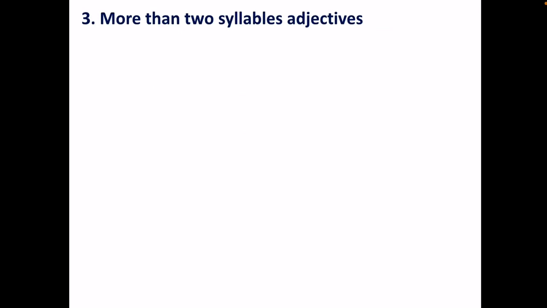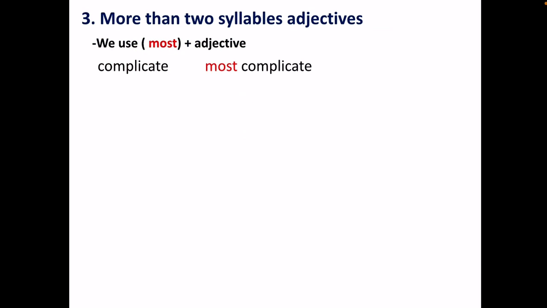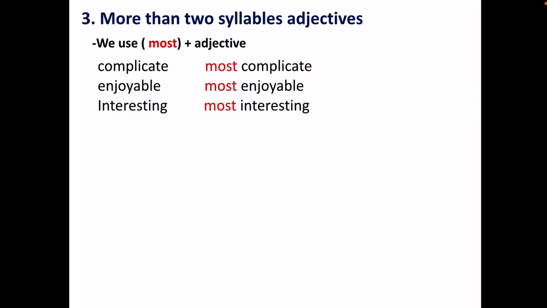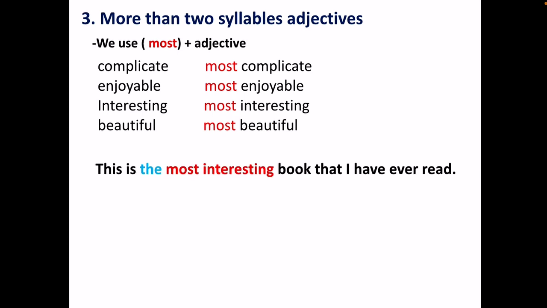If I have more than two syllable adjectives, إذا كان عندي أكثر من مقطعين صوتيين 3, 4, 5, we use most plus the adjective. Complicated, most complicated. Enjoyable, most enjoyable. Interesting, most interesting. Beautiful, most beautiful. This is the most interesting book that I have ever read.